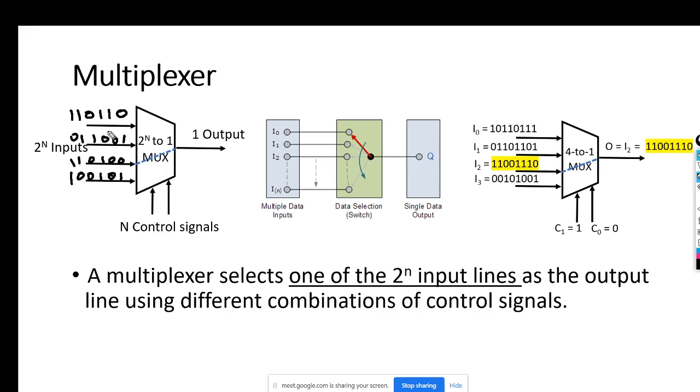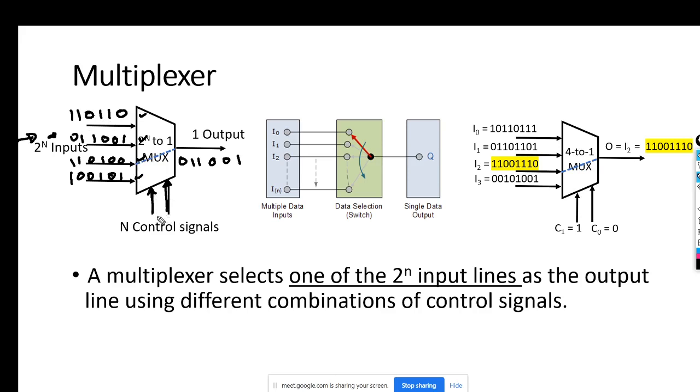Now those are the 2 to the power n inputs. In this case, n is 2, which means I have 4 inputs. At a time, out of these 4 inputs, only one input will be in the output. For example, currently my output is this one, 1 0 0 1 1 0, so I have enabled this line as the output. To do that, we have another concept here called control signals. You can see there are some signals coming in. Those are not the data inputs, those are called control signals. These are the data inputs, whereas these are the controls.